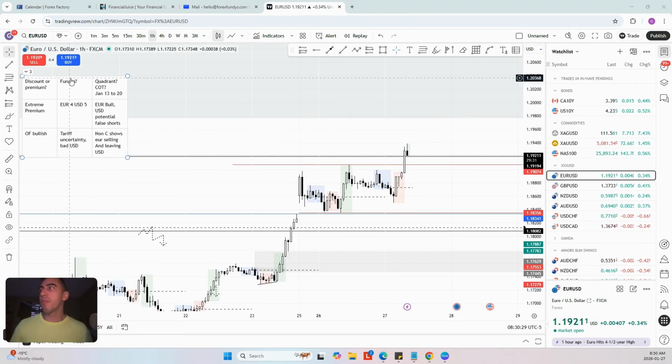So obviously, fundamentally, US dollar is still outperforming a lot of its forecasts. However, there's uncertainty with the tariffs and stuff, which usually leads to a bad US dollar. The quadrant I just showed you, and non-commercial, shows that euro was actually selling, so this could be a pretty good candidate. But again, that was from the 13th to the 20th. It is currently the 27th. Today is the day that they report their new stuff, but we all get it on Friday, so the COT is a little bit delayed. Who knows what may have changed.